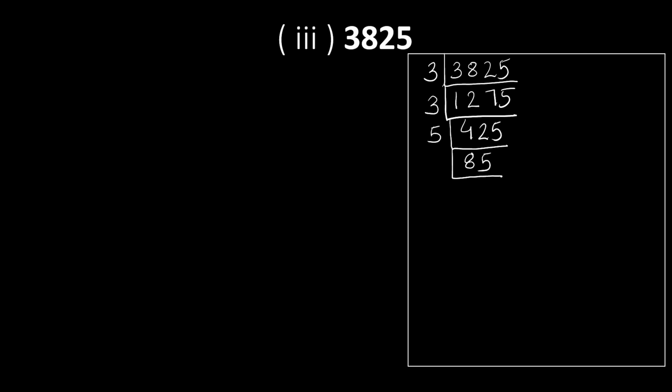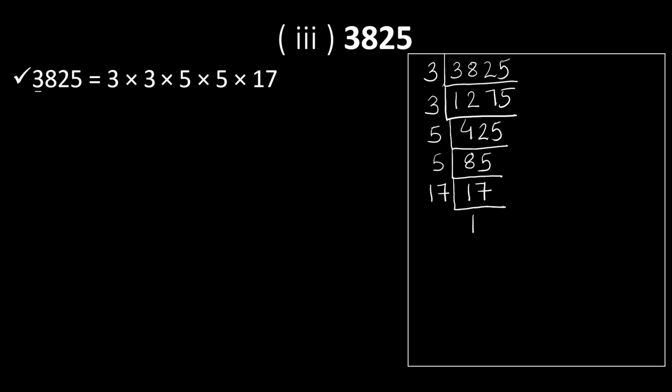Now again 85 is neither divisible by 2 nor it is divisible by 3. So therefore we will try dividing it with 5. We are going to get 17 as a quotient. Finally 17 is a prime number, so therefore we will divide 17 with 17 only, and hence we are going to get 1. Now let's write down 3825 as a product of its prime factors. We will be getting 3825 is equal to 3 into 3 into 5 into 5 into 17.